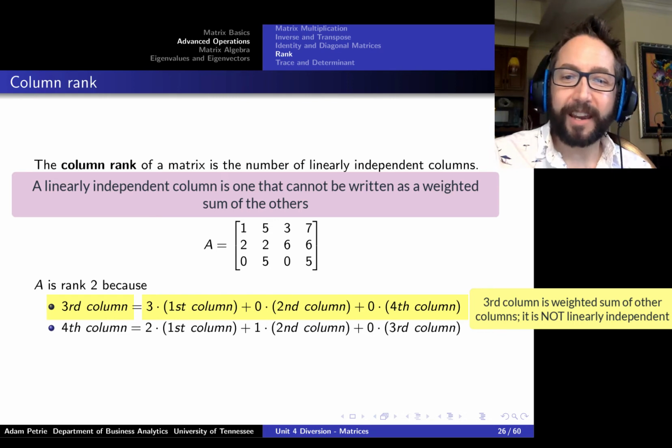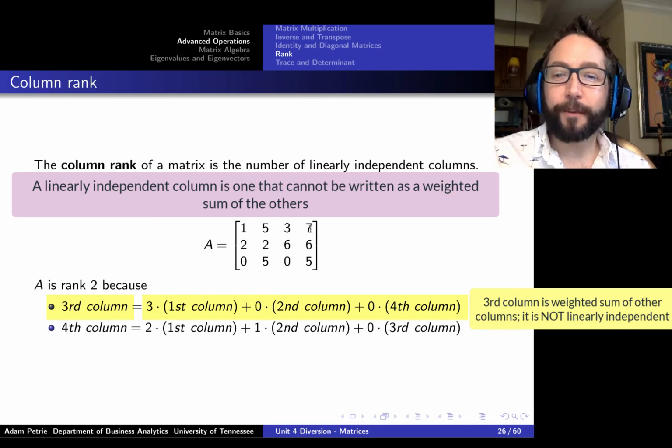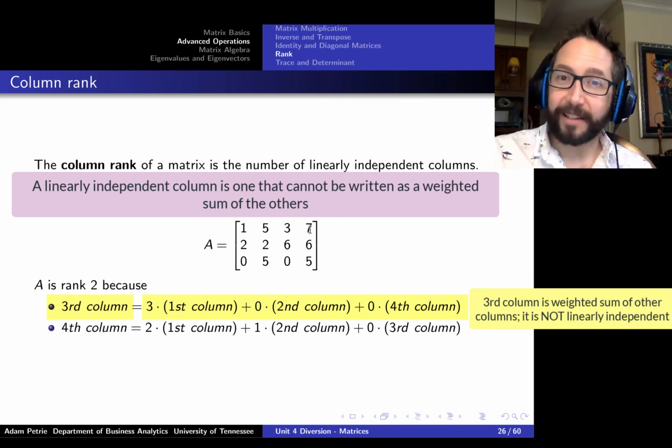So in this case, if I'm dealing with the matrix A, I can say that the third and fourth columns are not linearly independent, because I can write the numbers in this third column as just 3 times the first column, plus 0 times the second, plus 0 times the third.